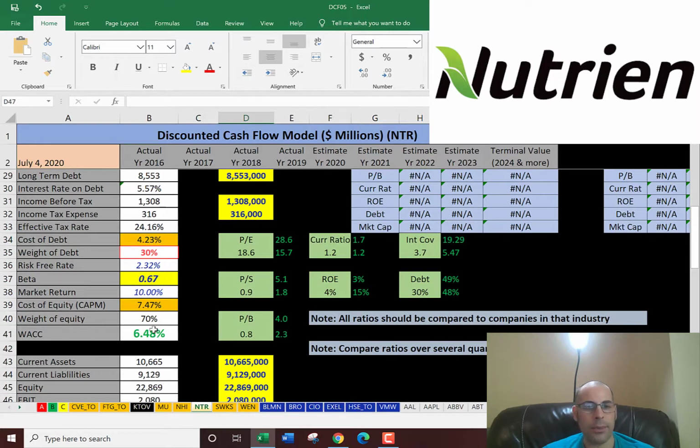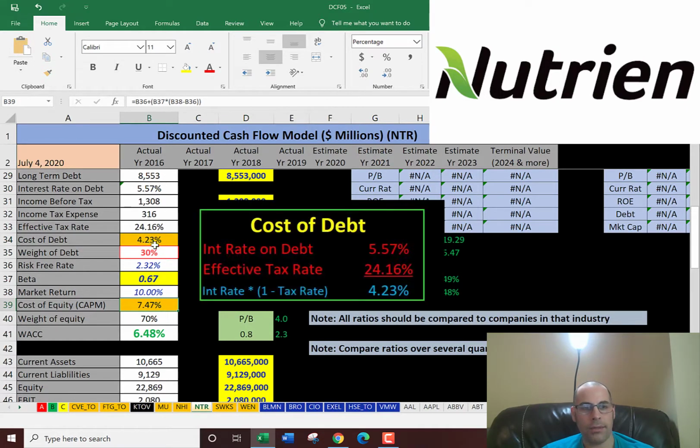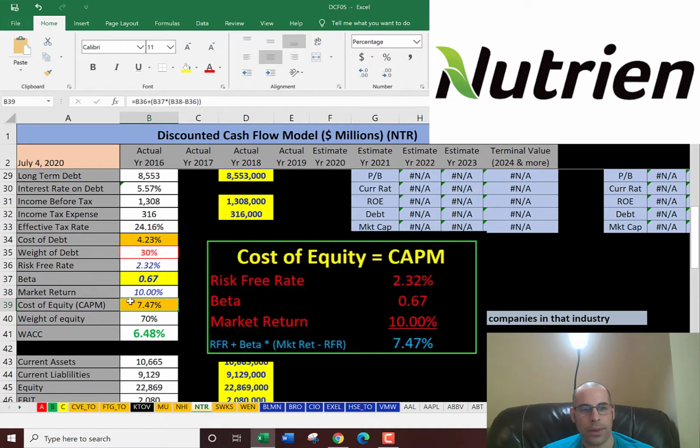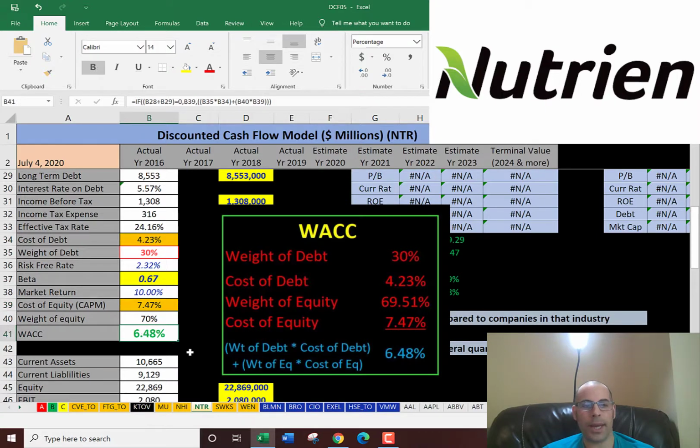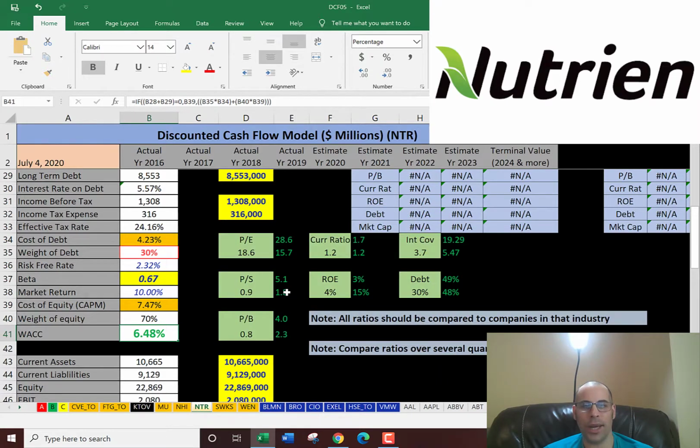So to get the weighted average cost of capital, it's a blend of the cost of debt and the cost of equity. And the cost of debt is 4.23%, and they have 30% debt in their capital structure. The cost of equity is 7.47%, and we use the capital asset pricing model to figure that out. And they have 70% equity in the capital structure. So the weighted average cost of capital is a combination of those two numbers, 6.48%, and that's what we're going to use to discount the future cash flows.